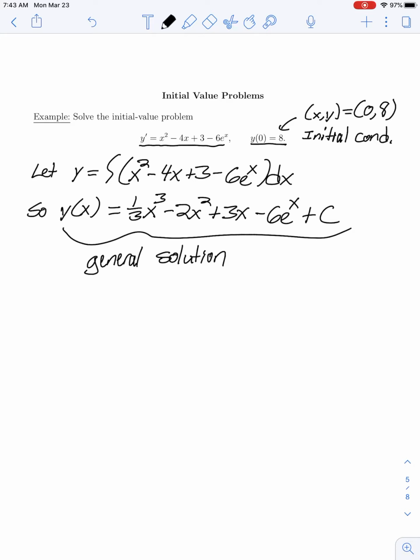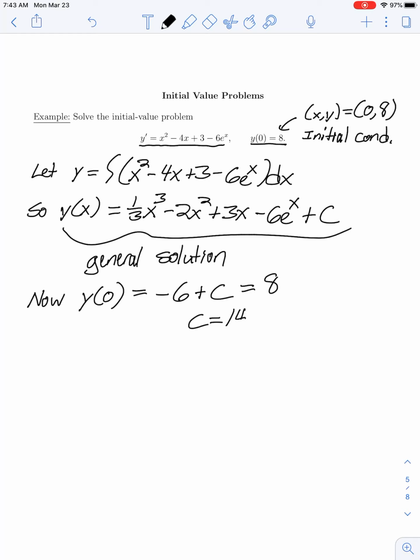Now, in order to solve our initial value problem, we have to also make sure that our initial condition is satisfied. So applying this initial condition, we saw that when x is equal to 0, y has to be 8. So let's see what we get when we plug in 0 for x in our general solution. All that we're left with is negative 6 times e to the 0, or 1, so negative 6 altogether, plus a constant c, and we're told that this has to equal 8.